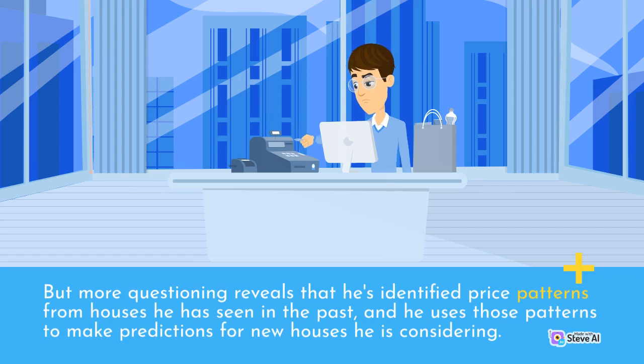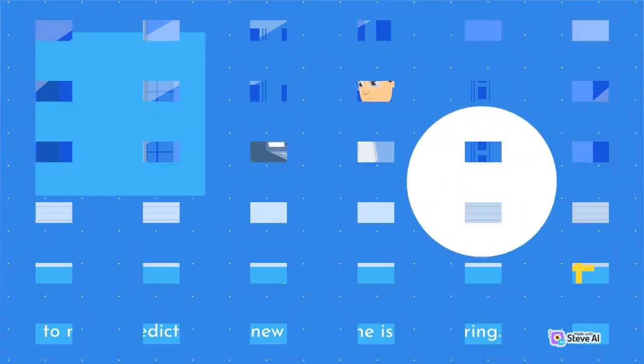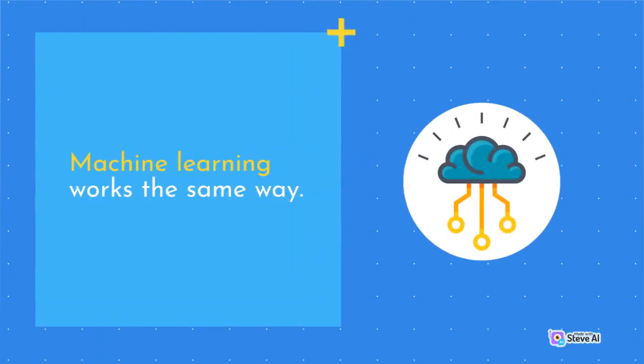But more questioning reveals that he's identified price patterns from houses he has seen in the past, and he uses those patterns to make predictions for new houses he is considering. Machine learning works the same way.